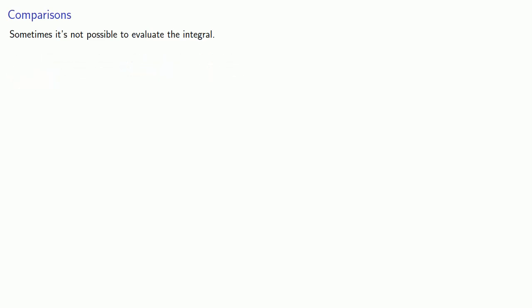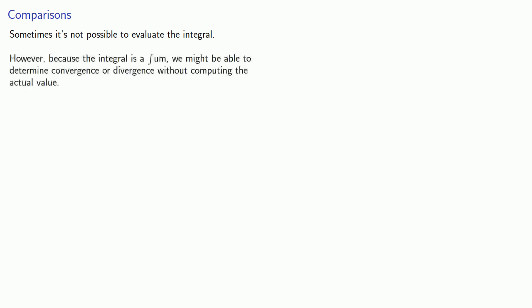Sometimes it's not possible to evaluate the integral. However, because the integral is a sum, we might be able to determine convergence or divergence without computing the actual value. And we might be able to proceed this way. Suppose 0 is less than or equal to f of x is less than or equal to g of x for x greater than or equal to some value k.